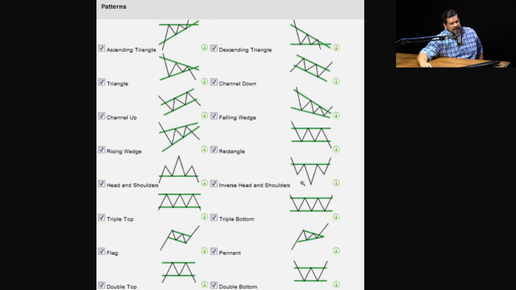You have the inverse head and shoulders, which basically here's the head, here's the shoulders. So again, once it breaks out the neckline, you just basically create this box right here, range, and you add it up here, and that is your target up there. Again, you got another, it's called a rectangle. Imagine that. So we have that as a box, and you already know about that.